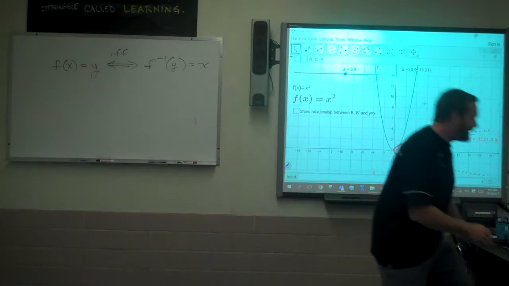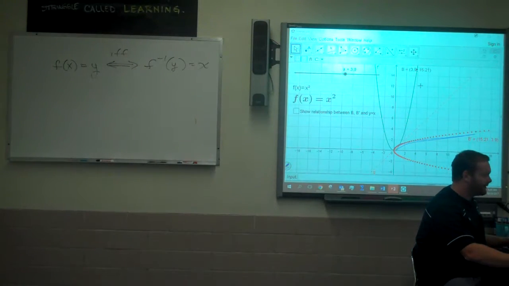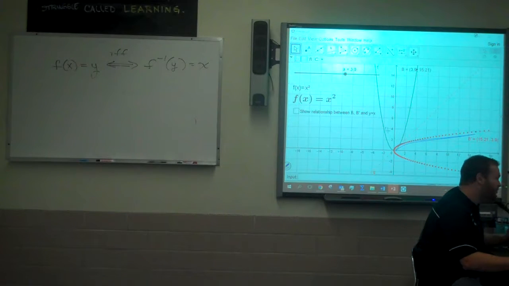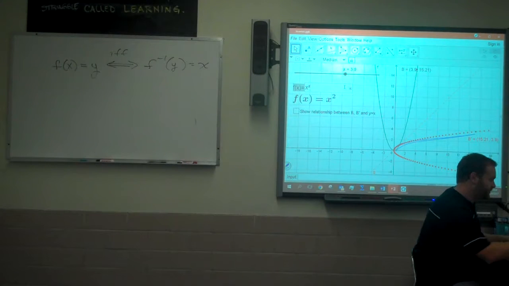The only way I can get that top portion just to be reflected would be that green portion, that right-hand side of x squared. So what I need to do for x squared to have an inverse, we actually have to say that we want to restrict its domain to that.